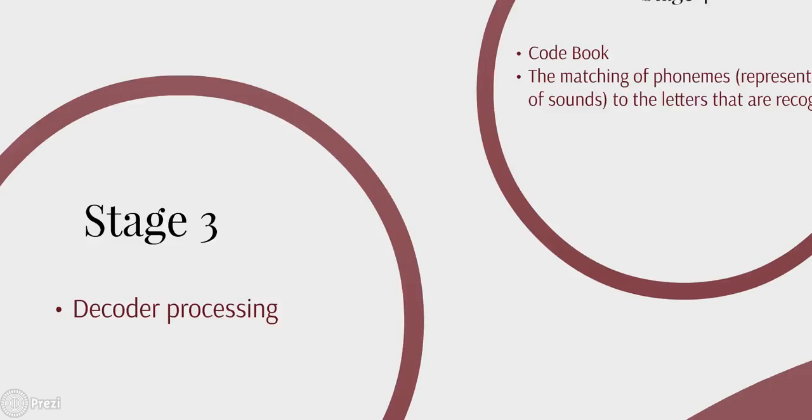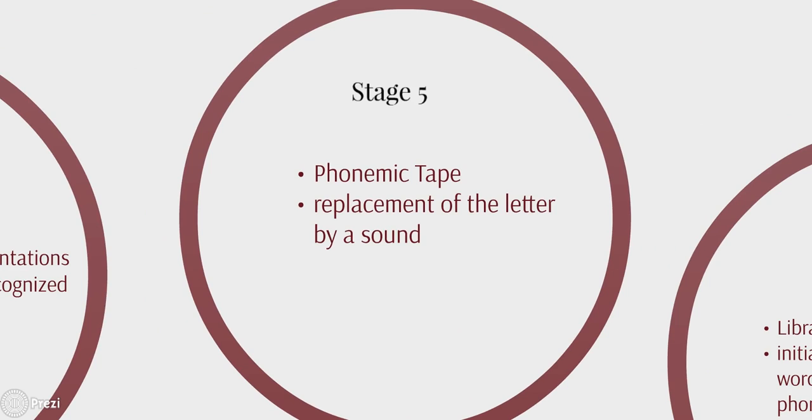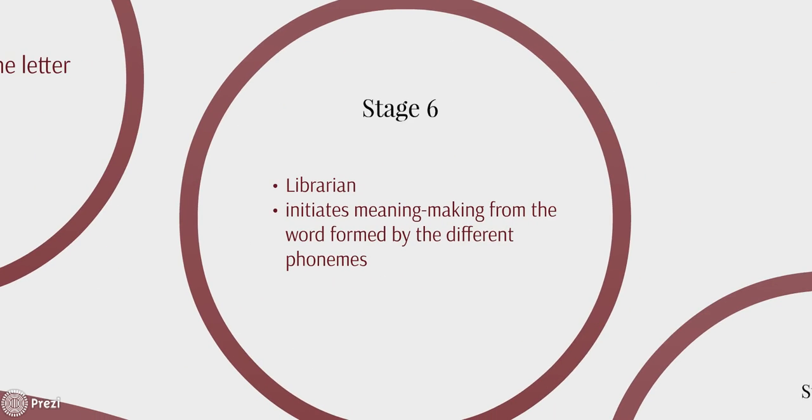That's where my brain thinks this is an E. What sound does an E make? Stage 4 is the code book, and this is where I match the phoneme, which is the representation of sound, to that letter. So I'm thinking E makes an E sound or an S sound. Stage 5 is the phonemic tape. So this is where now that I have seen the letter, I've registered what it means. Now I have a sound that I'm ready to put together with other sounds.